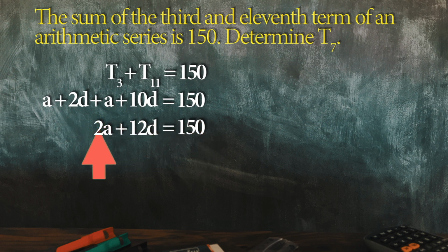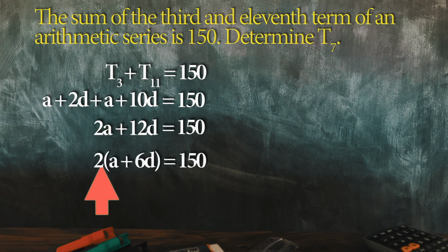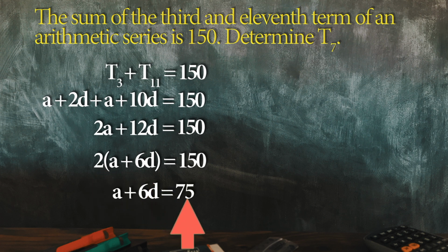Now to solve this equation, I'm going to make use of the common factor, so I'm going to take out a common 2. There we go. So what is left? a plus 6d, and it's equal to 150. Now I can take this 150 and divide it by this 2, and we end up with 75, and on the left side we have a plus 6d. Now if you look very carefully, this already is the answer we've been waiting for, because term 1 plus 6 constant differences is term 7. So term 7 is equal to 75.